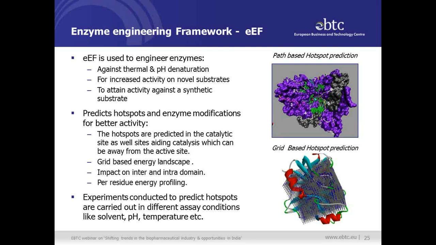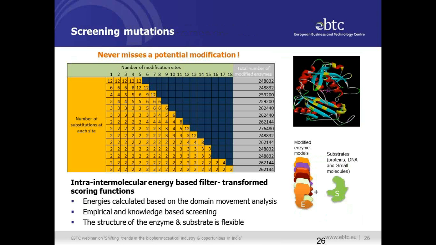So we have a technology which is developed based on a grid-based energy landscape, and it also allows us to understand the impact on inter- and intra-domain, and we do what we call per residue energy profiling. And we conduct in silico experiments to predict hotspots, and then we also run different assay conditions like having different solvents, pH, temperature, and so on. What we do is we screen for mutations. I will not go through the details of this. We could have much more interaction during probably Q&A.